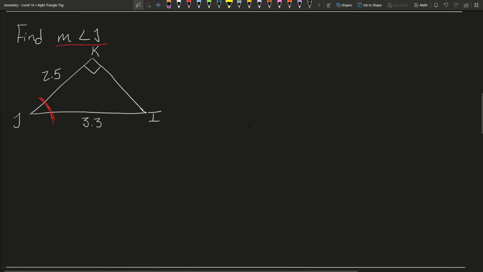And then we can label our sides. So if we draw a line from that angle to the opposite side, that's our opposite side. Draw a line from our right angle to the other side, that's our hypotenuse. And the remaining side is our adjacent. Again, being able to do that is like a prerequisite for everything that we do from here on out.